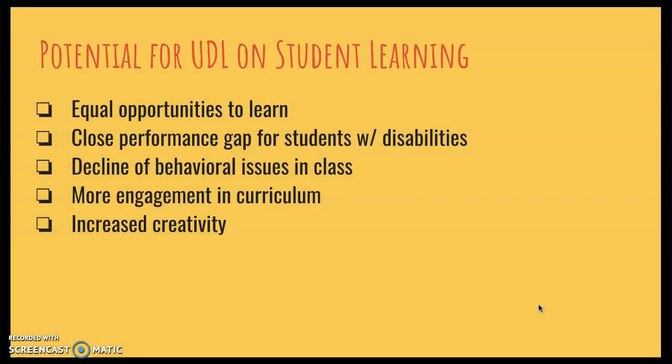So the potential for UDL on student learning, again, is just trying to provide those equal opportunities for all students to learn, with the ultimate goal of trying to close that performance gap that unfortunately still is prevalent for students with disabilities. Also, when you have really good UDL principles in your teaching, you're going to find fewer behavioral issues because your students are more engaged with the material, and so they're not looking for problems, they're not bored, they're not causing as many problems.